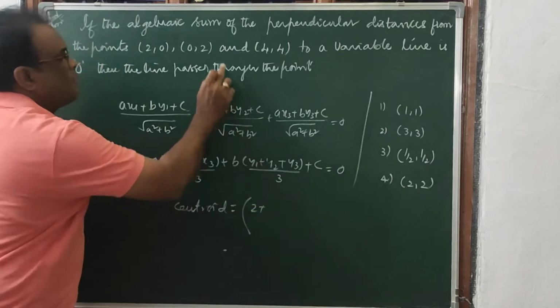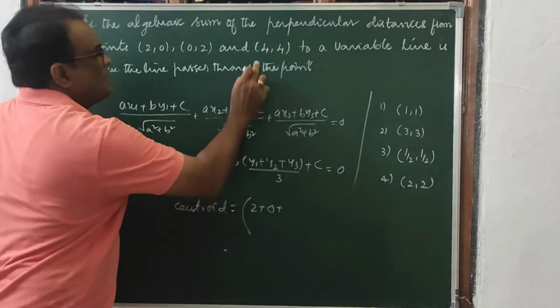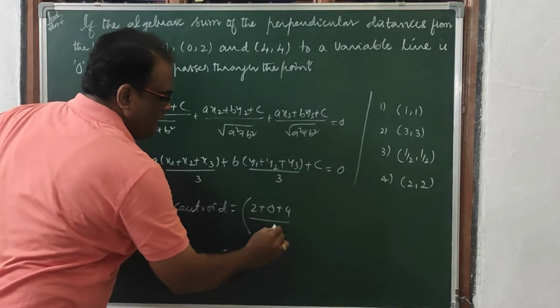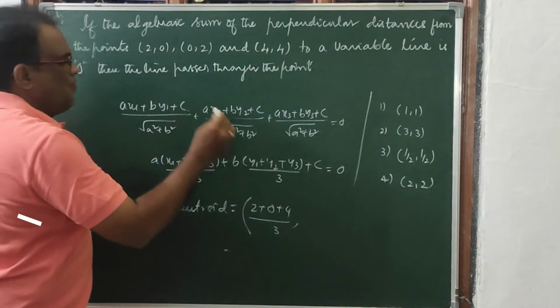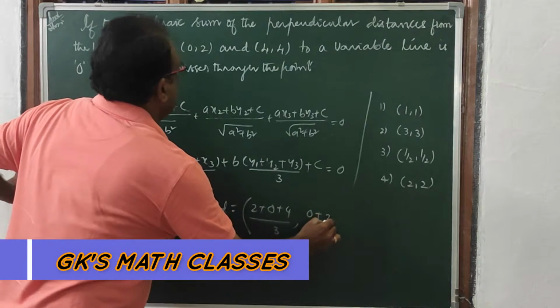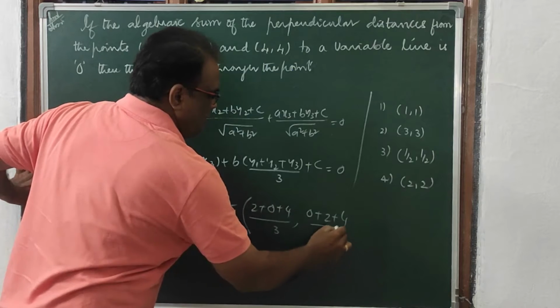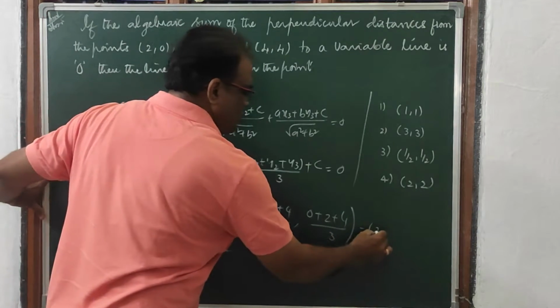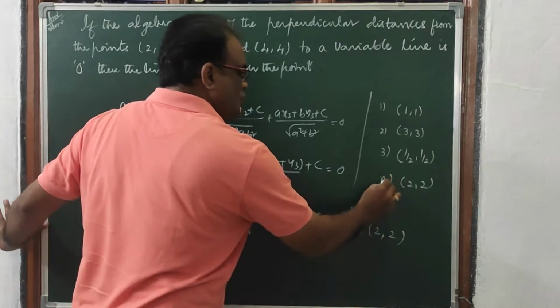x1 plus x2 plus x3 by 3, right? y1 plus y2 plus y3 by 3. So 6 by 3 is 2, 6 by 3 is 2. So your answer is 4.